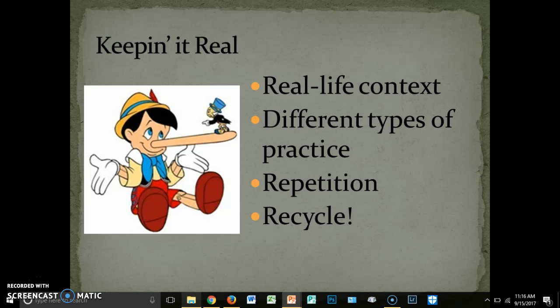Keep it real. You want to keep this in real life context. So if you're pulling vocabulary out of your unit, it probably is already in a real life context. Use different types of practice to move students up from the lower processing strategies to the higher processing strategies. Lots of repetition and recycling. That means don't let this be a one-off practice. Bring these words back into this unit and subsequent units when you can.